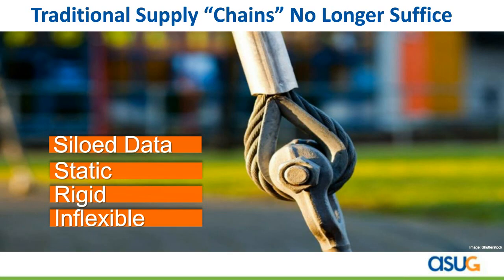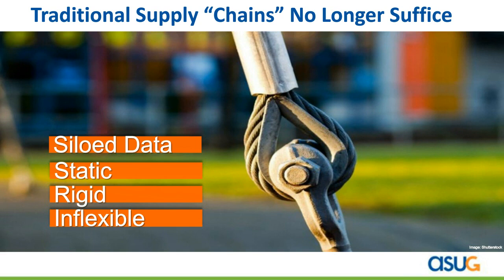In the traditional supply chain, the data tended to be very siloed in nature. They tended to be very static, and they were also tough to adjust. As you went through and took a look at your business processes, the supply chains also tended to be inflexible.